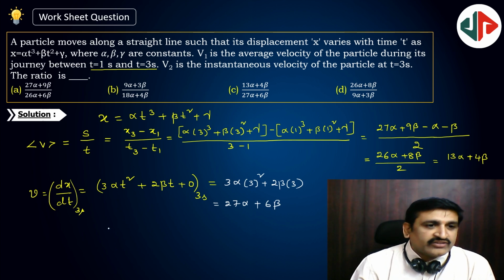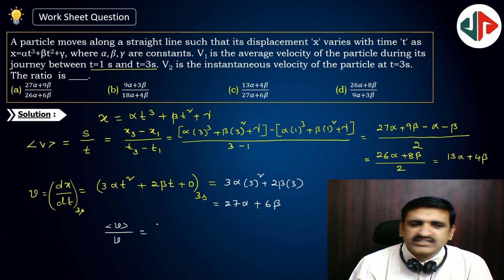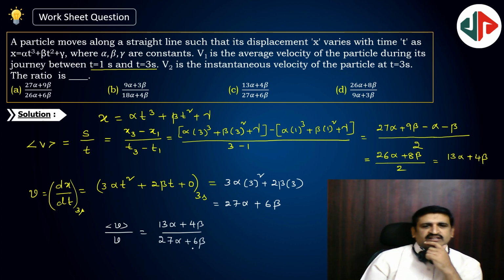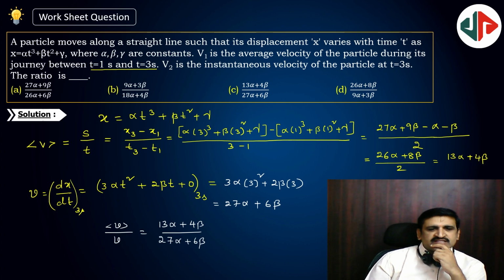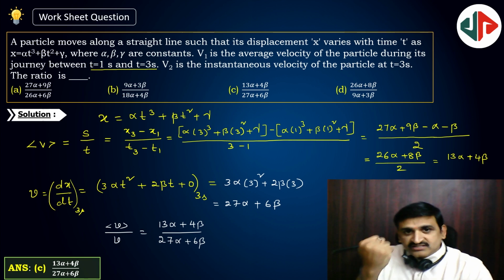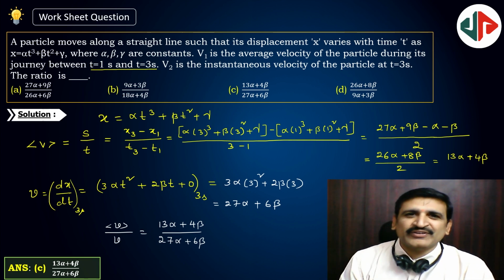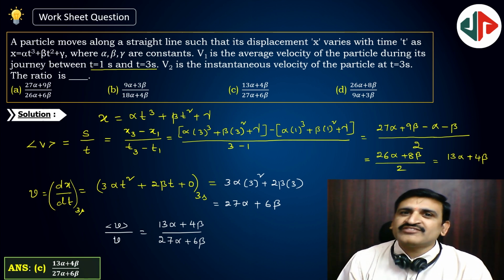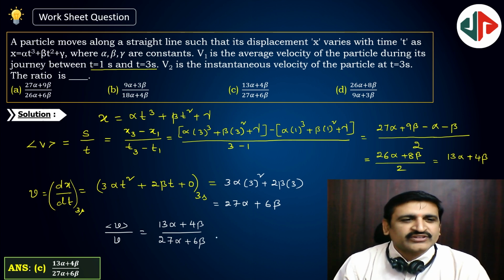He is asking the ratio of average velocity to instantaneous velocity. Average velocity is 13α plus 4β, and instantaneous velocity is 27α plus 6β. So the ratio is 13α plus 4β by 27α plus 6β. Option C. Yes. You should encourage yourself after doing a problem; that will boost your confidence. Okay, let's go to the next.